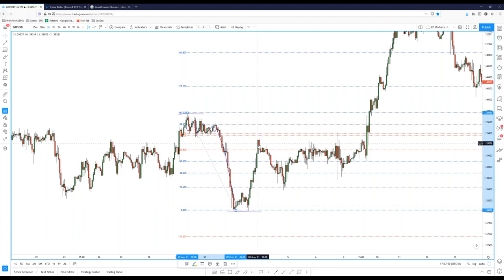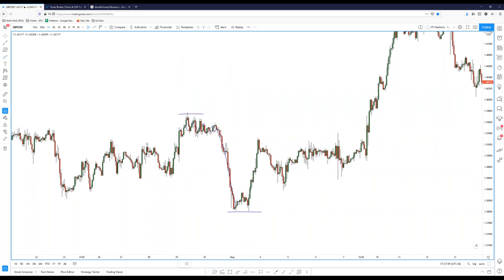Price comes all the way up, all right, and it actually comes close to the 76.40. Hey, it comes close to the 76.40, and this is on the 1 hour, right? We can follow the movement. There's a swing low here, there's a swing high. Price drops all the way down.